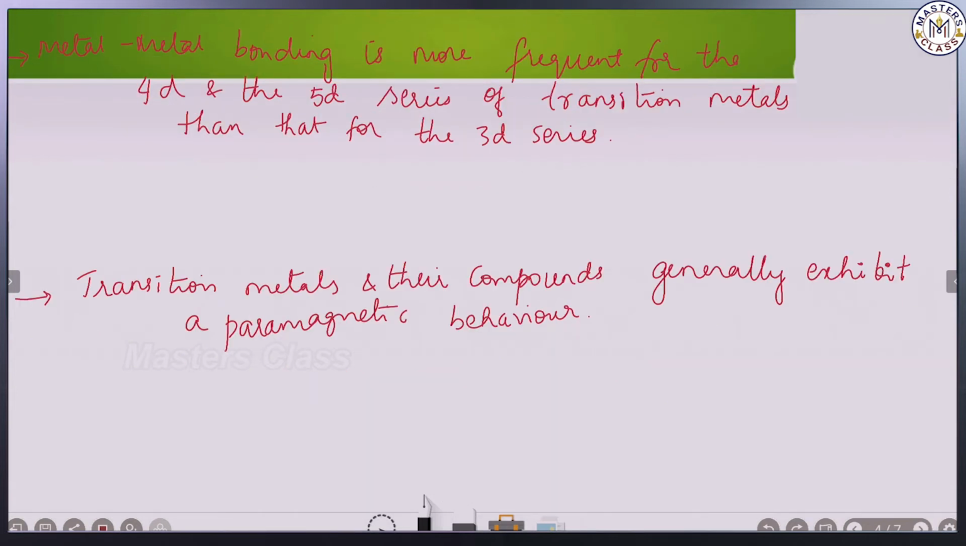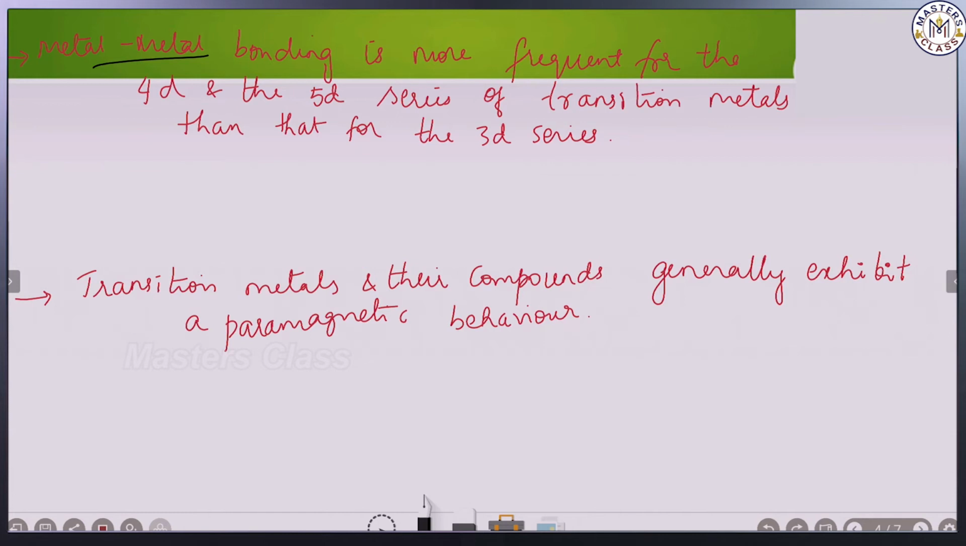Next one, metal bonding is more frequent for the 4d and 5d series of transition metals than that for the 3d series. Okay, so 3d series means 4th period, 5th period, 6th period, 4d, 5d respectively. So in these elements, they are comparing the metallic bond. They are telling that the metallic bond is stronger in case of 4d and 5d compared to the 3d series. So what would be the reason for this?